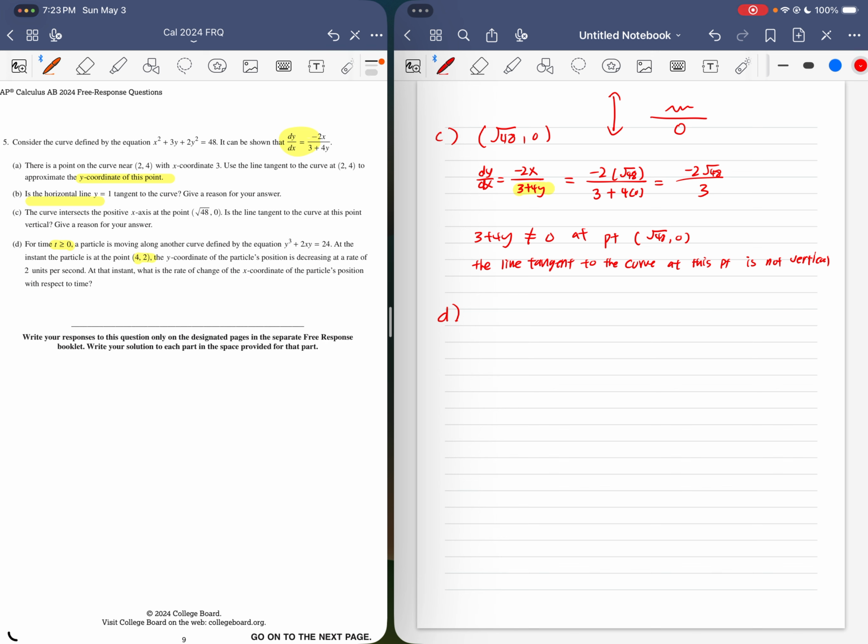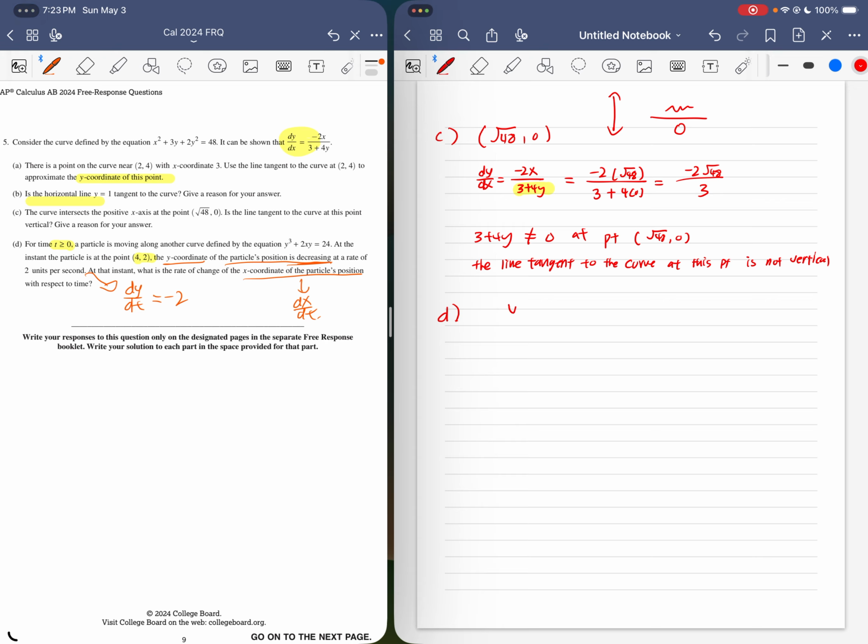The y-coordinate of the particle's position is decreasing at the rate of 2 units per second. So it says decreasing for the y-coordinate, right? So it's dy/dt because it's decreasing. So the particle's position is decreasing means its rate is equal to -2 because it's decreasing at an instant. And what is the rate of change of the x-coordinate of the particle's position with respect to time? So basically, we want to find dx/dt.